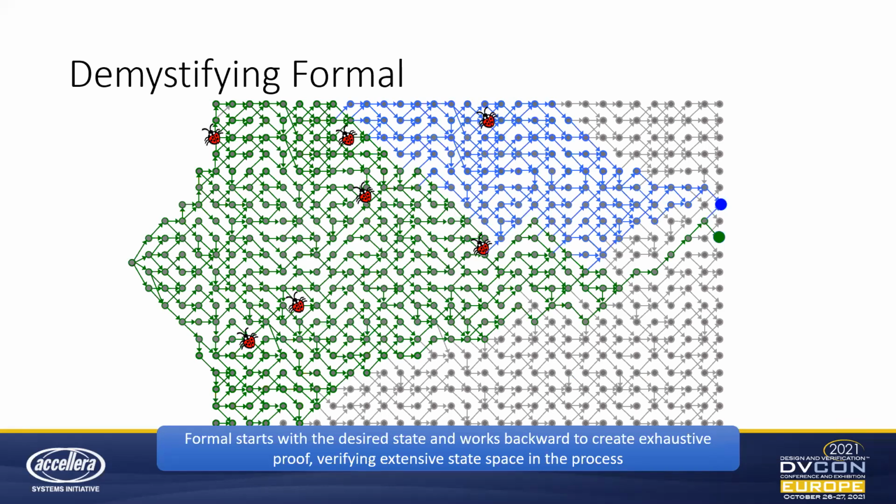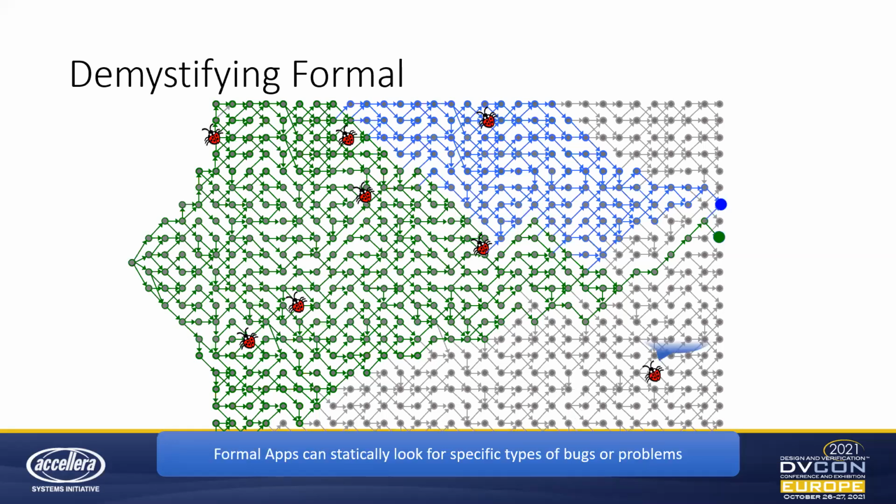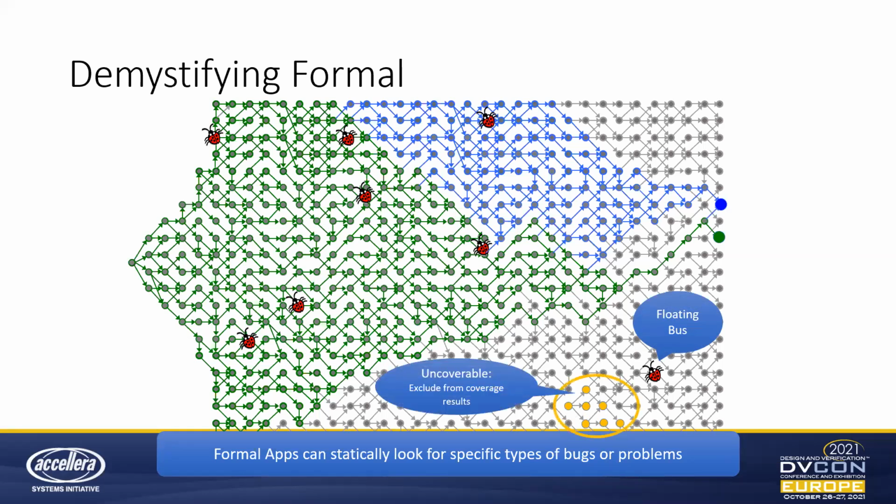However, there is a drawback, because this is, as you can see, an extensive state space exploration, and this is what we're going to talk about in the second part. Formal is also good at detecting specific targets that are hard to reach with simulation, these states that are uncoverable. So this is the dead code that is easily detected with formal, and is not so trivial to identify with simulation approaches.